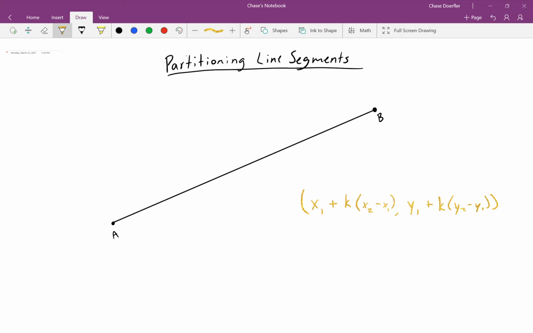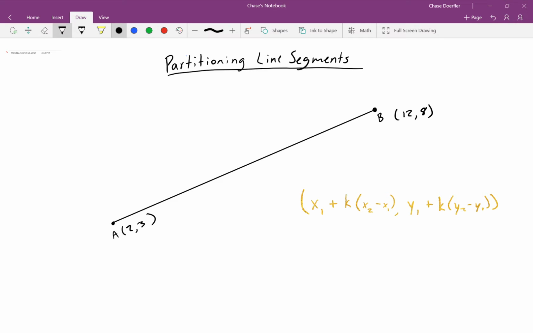And now, I am really not sure if I can give an example off the top of my head. Actually, wait, I think I might be able to. Let's say that A is going to be 2, 3, and B is going to be 12, 8.